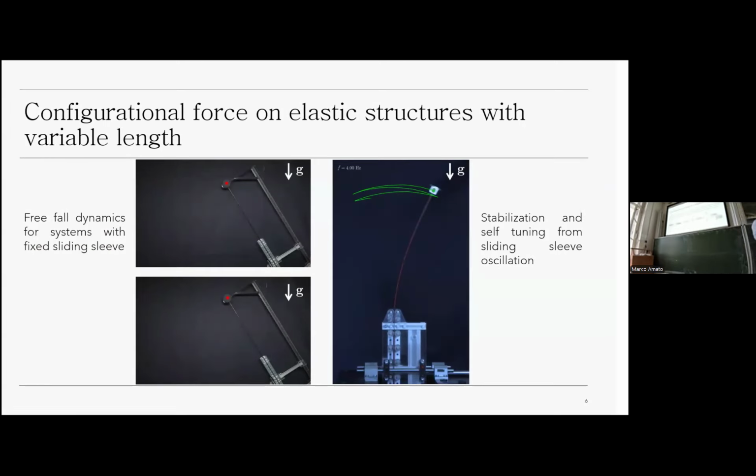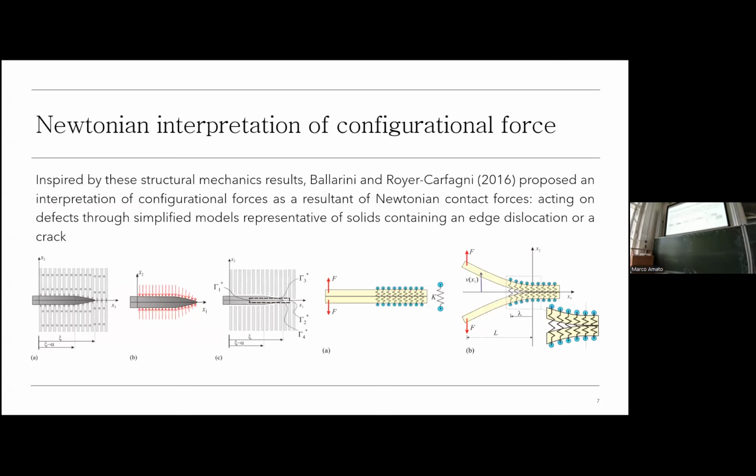So far, configurational forces were thought to be different in nature from the classical Newtonian forces that arise, for example, in the equation of motion. This is why Ballerini and Royer Carfagni, inspired by Bigoni's result, were looking for a Newtonian interpretation for these forces in two particular kinds of defects, the edge dislocation and the crack propagation. They were able to find this interpretation by considering simplified models for these defects. Again, the edge dislocation and crack propagation, and the defects studied are represented here in this slide.